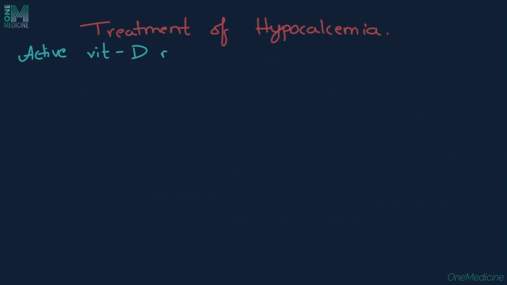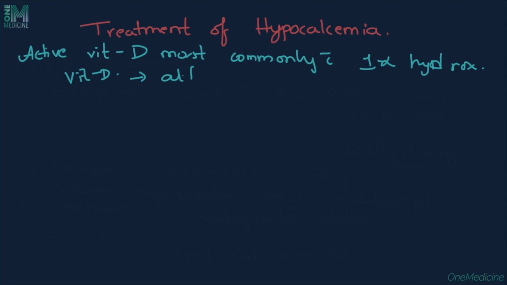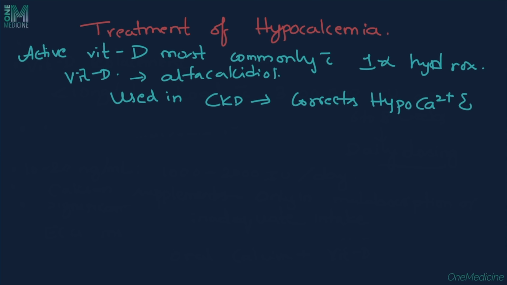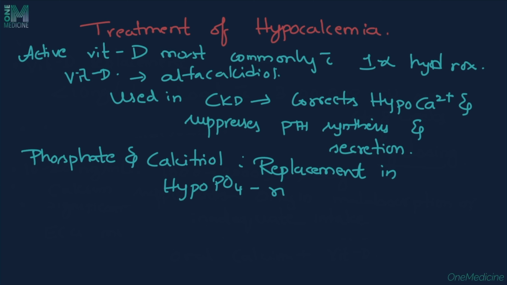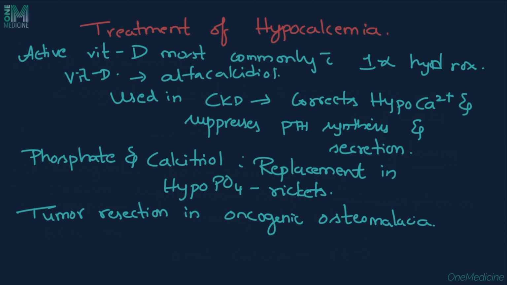Active vitamin D, most commonly 1-alpha hydroxylated vitamin D or alfacalcidol, is used in chronic kidney disease. This corrects hypocalcemia and suppresses parathyroid hormone synthesis and secretion. Phosphate and calcitriol replacement is needed in hypophosphatemic rickets patients. And lastly, tumors must be resected in oncogenic osteomalacia.